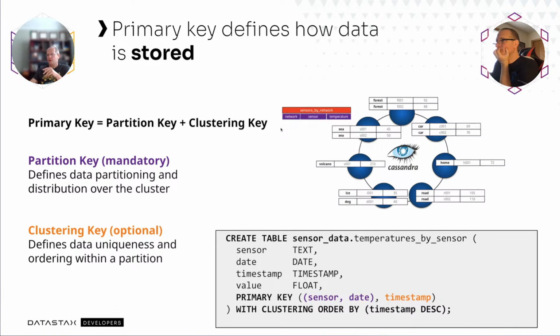So here is the definition of the temperatures by sensor table. We have a partition key here, which is a composite partition key consisting of sensor and date, two columns. And timestamp is a clustering key. And we do change the default ordering of timestamp to descending, which means that the latest measurements from this particular sensor on a particular date will be at the top of the partition. And we can actually retrieve that. For example, we can retrieve from that partition with limit 1, and we will get the latest measurement. Limit 3, we will get the latest 3 measurements. So that's pretty useful. Okay.